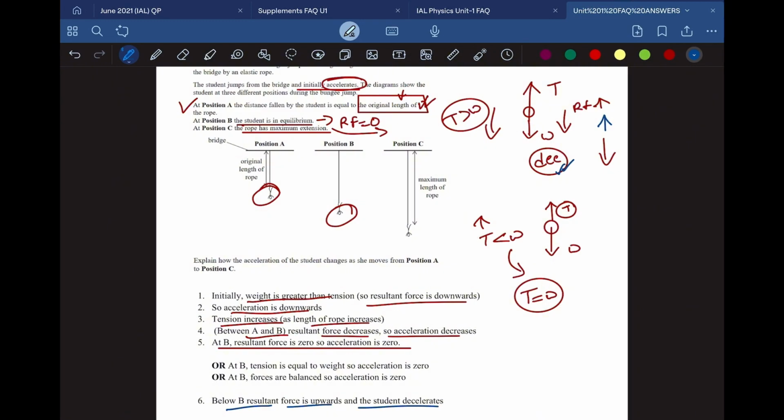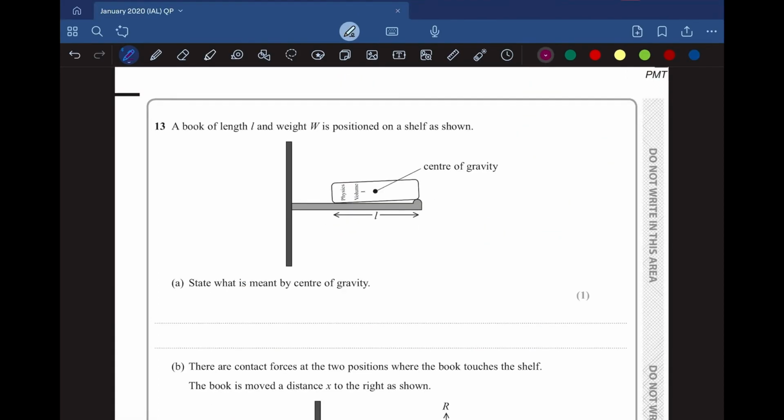So this is how we are going to answer this type of bungee jumping questions. So make sure you are familiar with this type of questions in both ways. The first way is kinetic energy and the second way is acceleration. Make sure you are revising both of them clearly, because these type of questions may come in your exam.